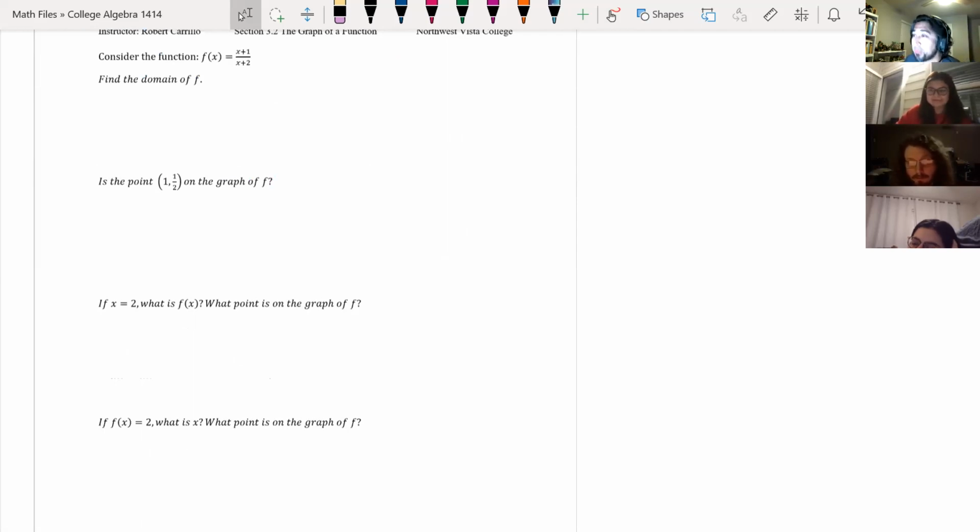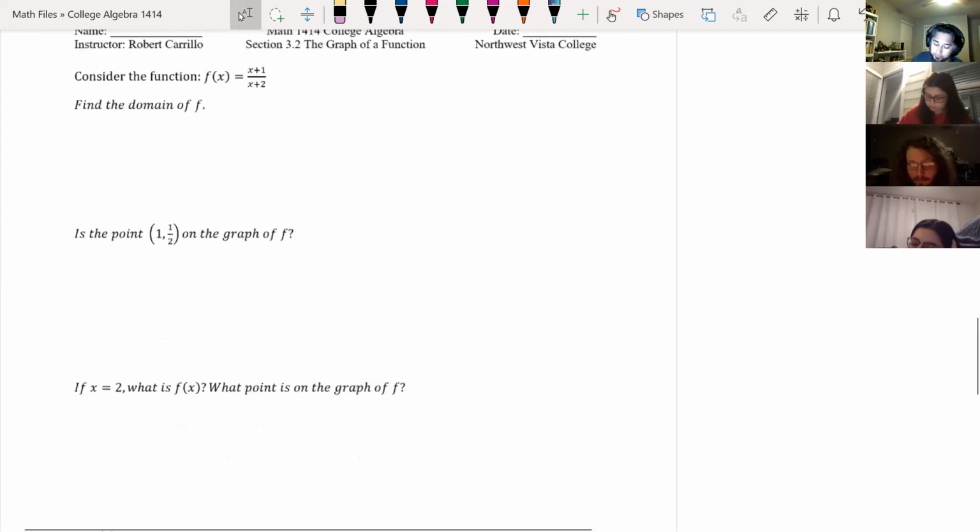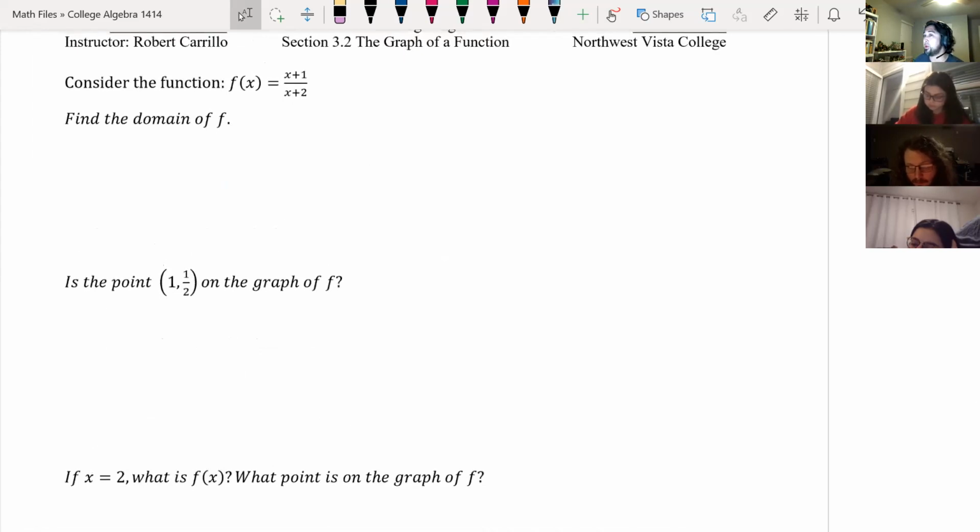Okay. Now this is the last page of 3.2. Look at that. Easy, right? So consider the function f of x equals x plus 1 over x plus 2. Find the domain of f.